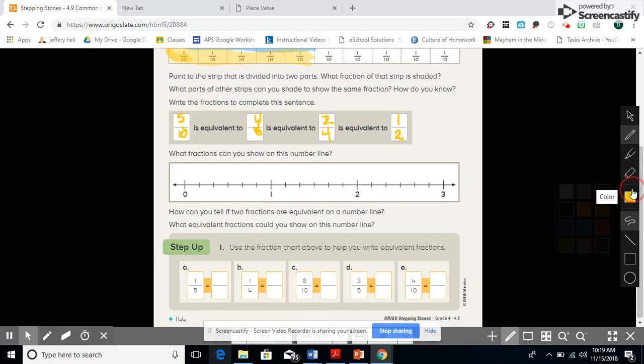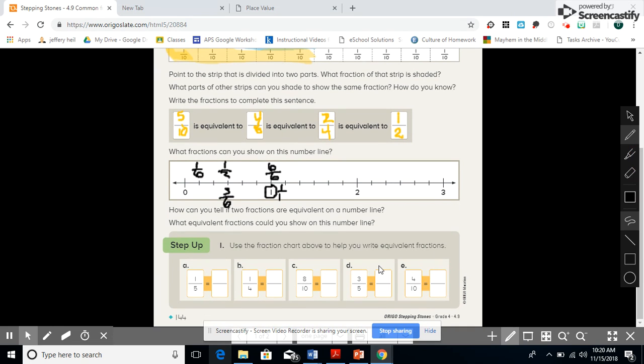Okay, this one says, what fractions do you see on this number line and what fractions can you show? So I'm going to say 1, 2, 3, 4, 5. This would be 1/6. This would be 1/2 or 3/6. Those are equivalent fractions. So keep looking for equivalent fractions on here. For example, this would be 6/6, which is equivalent to 1 or 1/1. So look for equivalent fractions between 1 and 3.